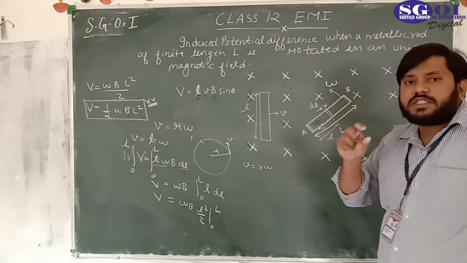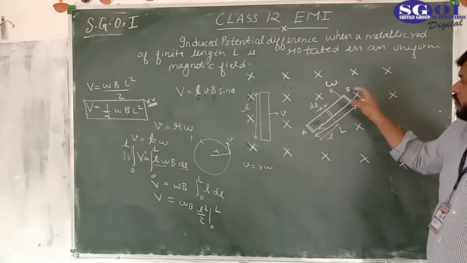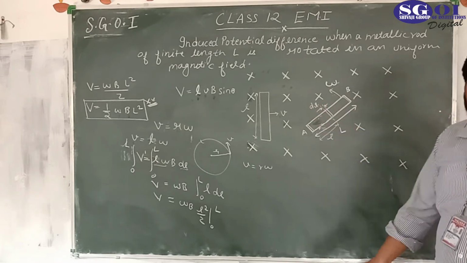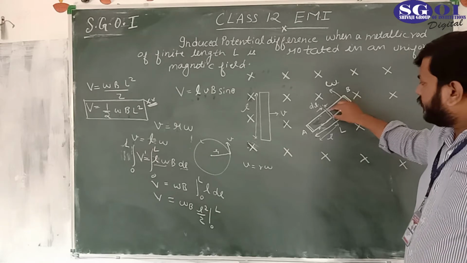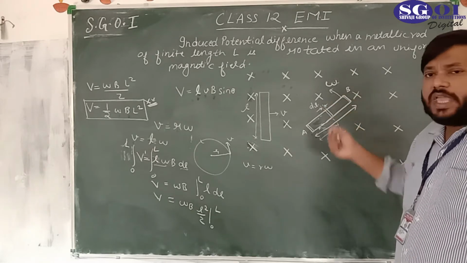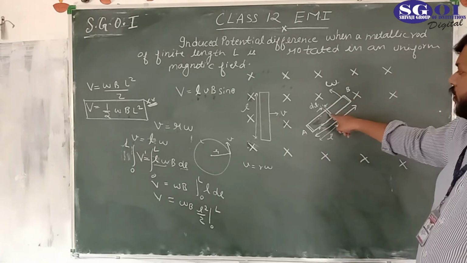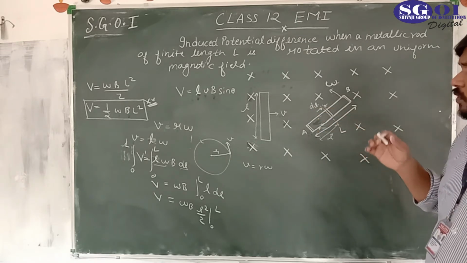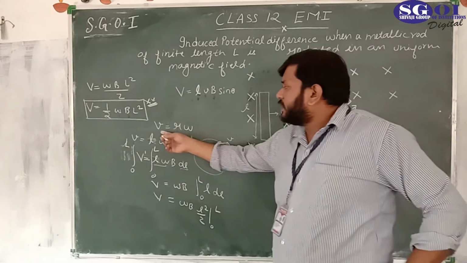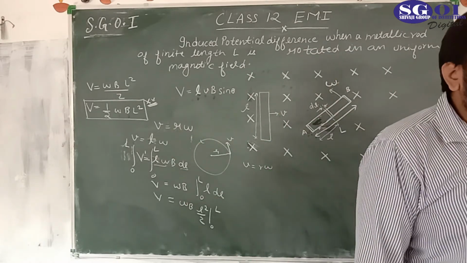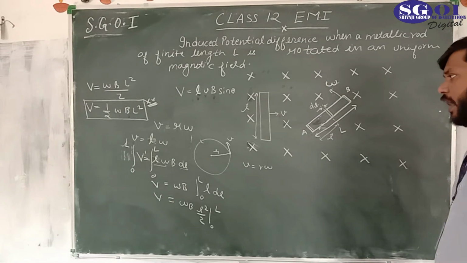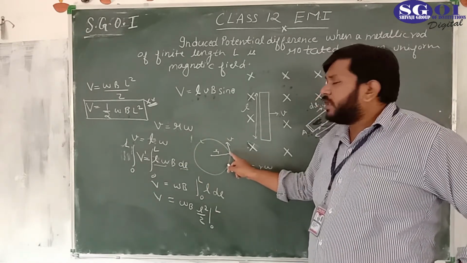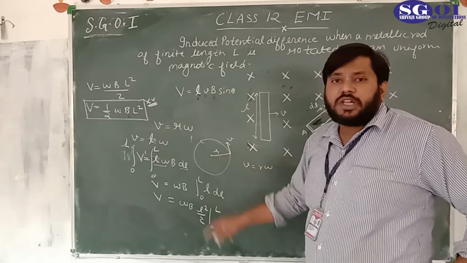We have taken a small element, a small part of the whole conductor, whose length is dl, differentially very small. We assume that this particular element dl is moving linearly with linear velocity, let's say v. And we know the relation between the linear velocity and the angular velocity: v equal to r omega, where r is the distance of the object from the center of the rotation.